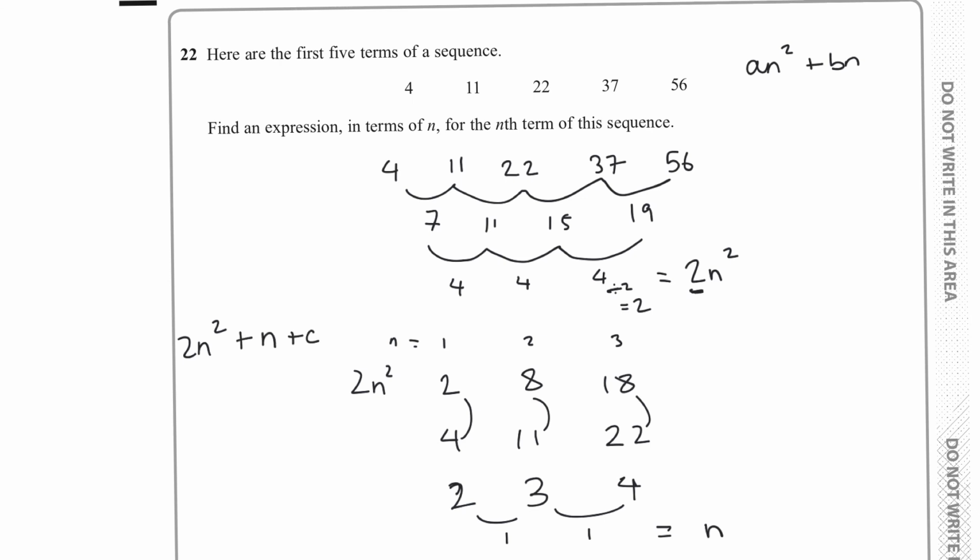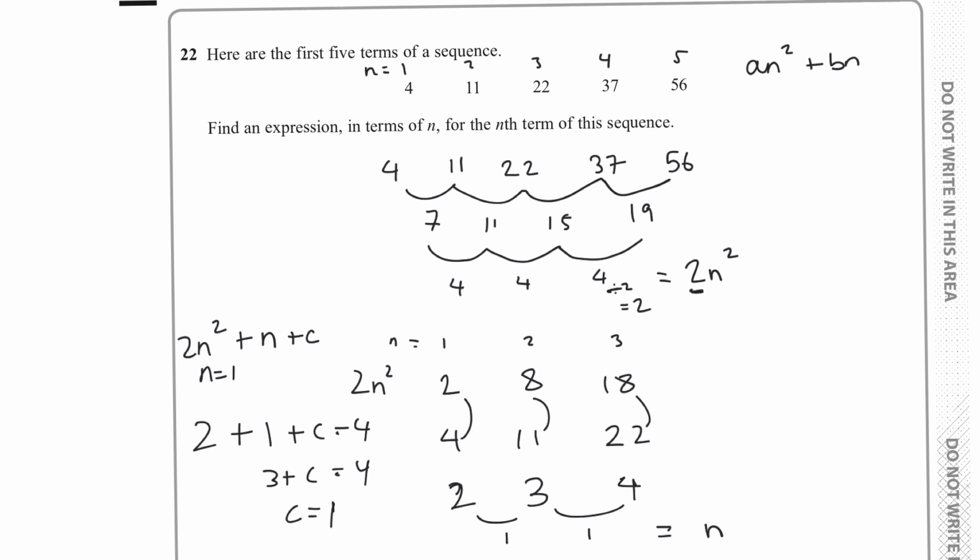To work out what the plus c is, what you can do is substitute. When n is 1, the answer should be 4. So we can substitute n is equal to 1 into what we have so far. That should leave you with 2 plus 1 plus c is equal to 4. 3 plus c is equal to 4. So c is equal to 1.